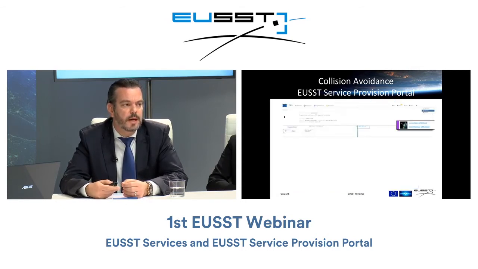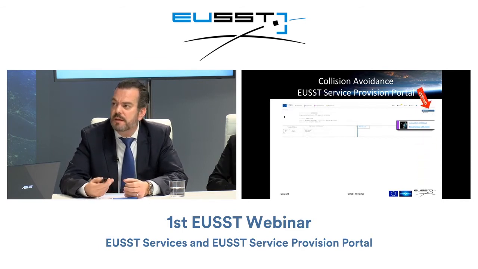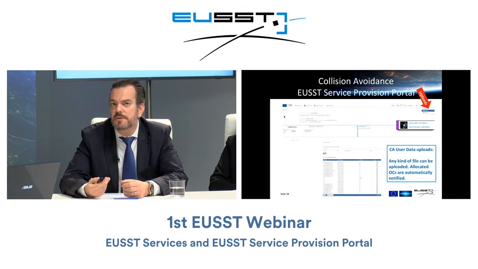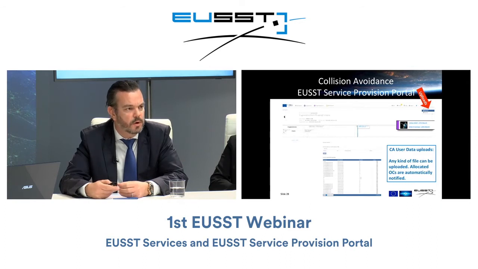Now, I will show you also how to upload some user data that was mentioned before that is needed for the analysis of the operational center. So in the top right menu, we have an uploads entry, which we can enter, and we go to a page where manually a user can upload their own files, the ephemerides of the user spacecraft, or any other file that the user considers useful, helpful for the analysis performed by the operational centers. It's important to mention that OCs are automatically notified when a user uploads a file, so they can immediately download it and consider it as part of their work.